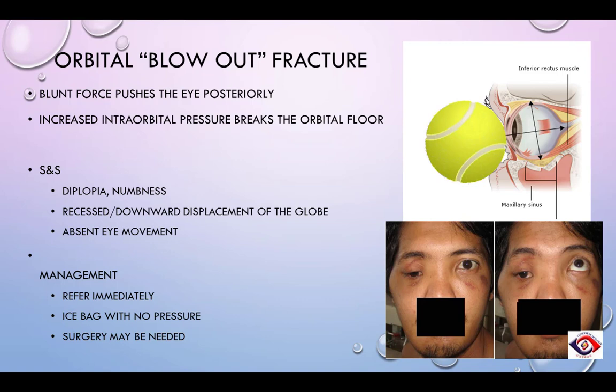A blowout fracture is an emergency condition and should be immediately referred. Ice bags may be used with no additional pressure to the eye. Typically, surgery is used to fix the break of the orbital floor.